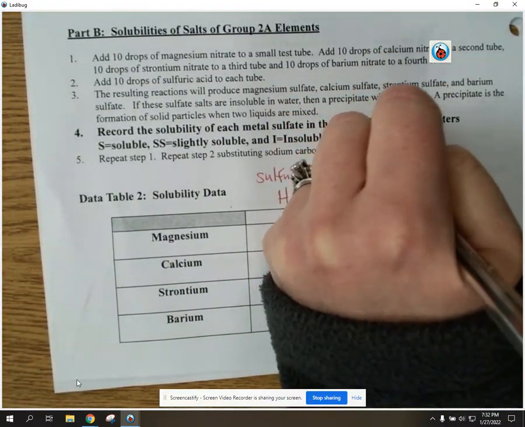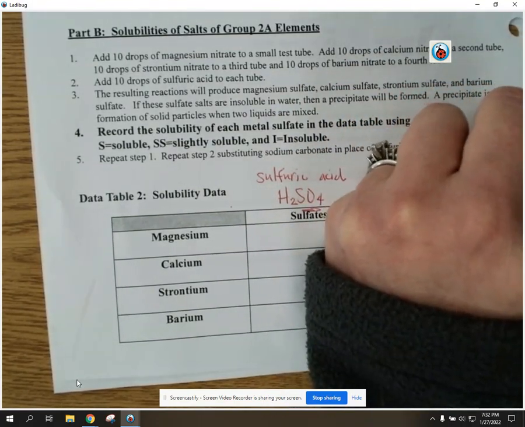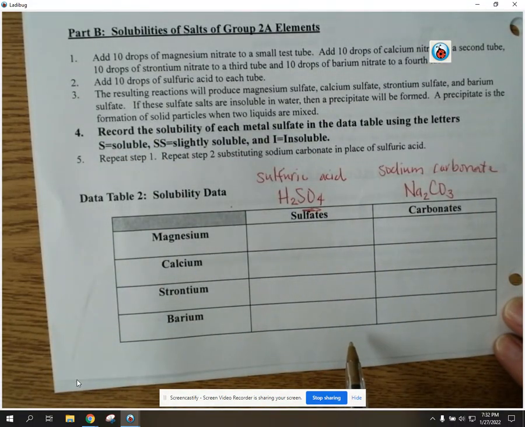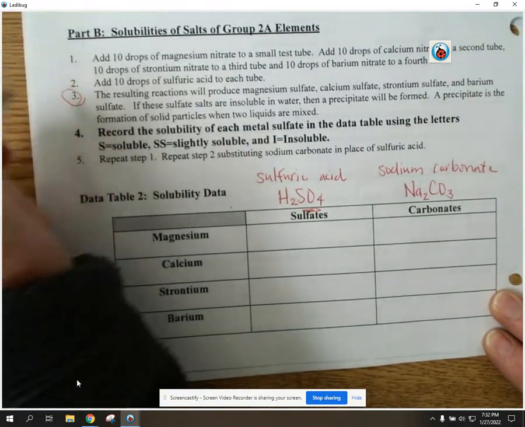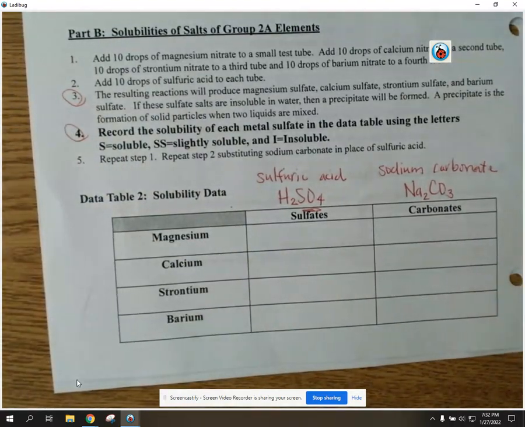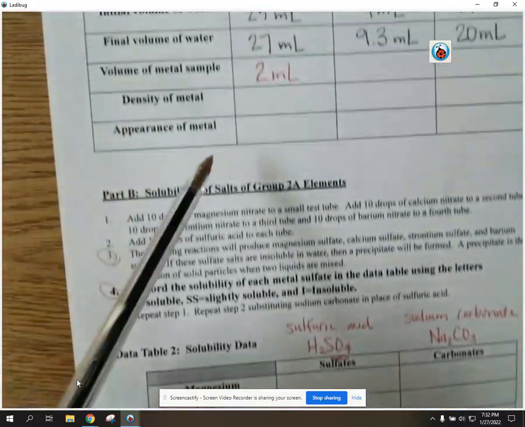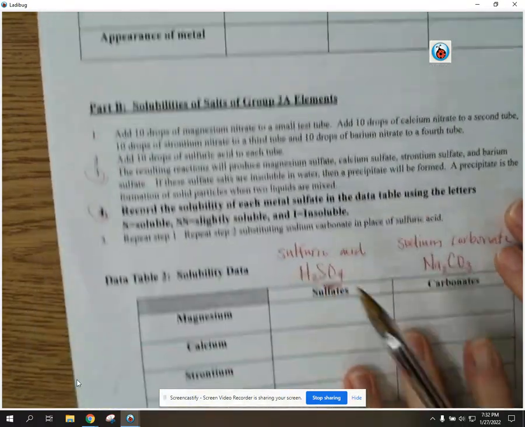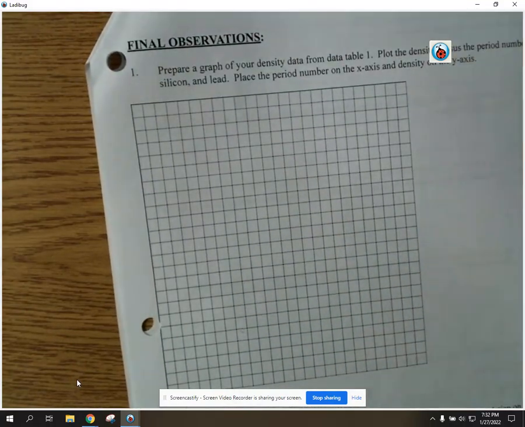So this is sodium carbonate. So you will be able to see and fill in these boxes and see that trend in the periodic table. I would advise you to really closely read numbers 3 and 4 here so that you can interpret the results in the video. Okay, so you guys are completing this table, graphing your density data here in number 1.